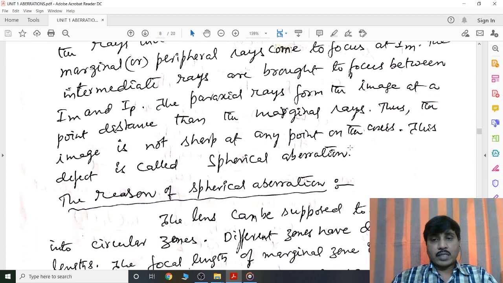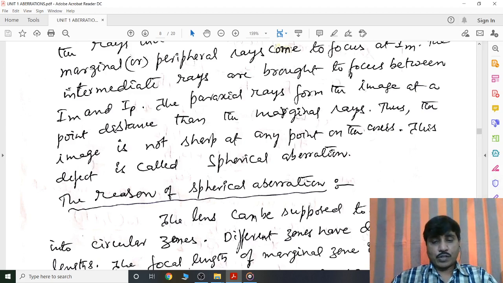The paraxial rays form the image at a point at a greater distance than the marginal rays. Thus, the image is not sharp at any point on the axis. This defect is called spherical aberration.